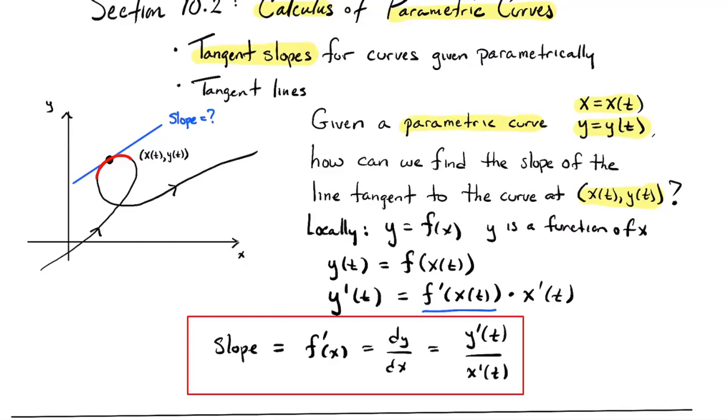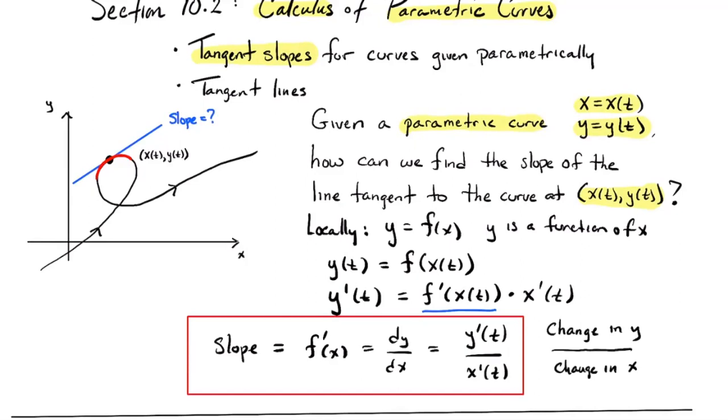This is a nice formula to remember because in some sense it says what we expect. Slope is the change in y over the change in x. That's a very familiar expression to anybody who's had analytic geometry courses. Slope is change in y over change in x.